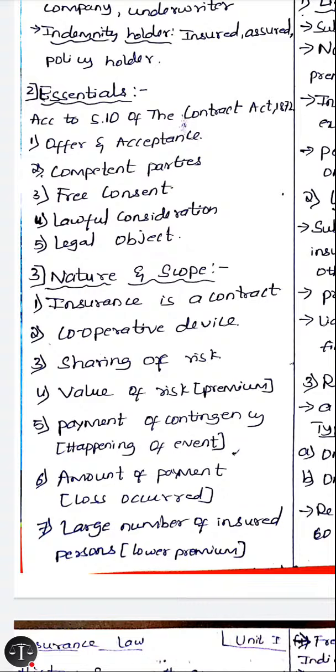The next is value of risk. For the risk that the insurer is sharing, the insured will pay some value for it, and it is called premium. Payment of contingency. The insurer pays to the insured on happening of an event. So the payment is done on a contingency. Amount of payment. The amount is paid only when the losses occurred. Large number of insured persons. Only when a large number of persons take the insurance policy is it feasible, because the premium cost will be reduced if a large number enter into it.